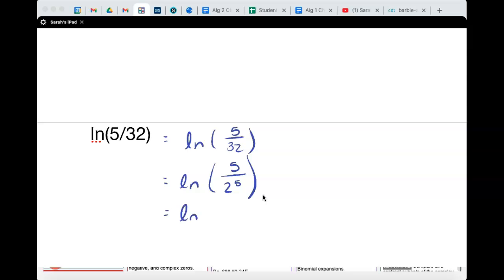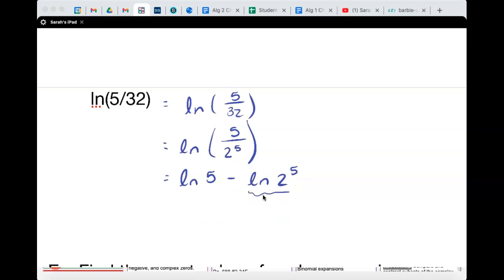Yeah, so rewrite it as a difference. So we're subtracting 5 from 2 to the 5th. Okay, I can go one step further. This piece, the natural log of 2 to the 5th, I can use the power rule to move my exponents in front of the natural log.